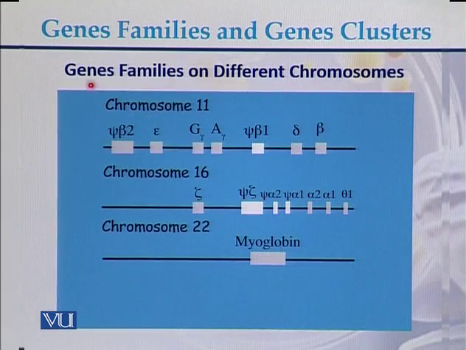This is the third example of gene families on different chromosomes. On chromosome 11, this is a gene family. On chromosome 16, there is another gene family. On chromosome 22, there is a myoglobin gene family. So different gene families are found on different chromosomes.